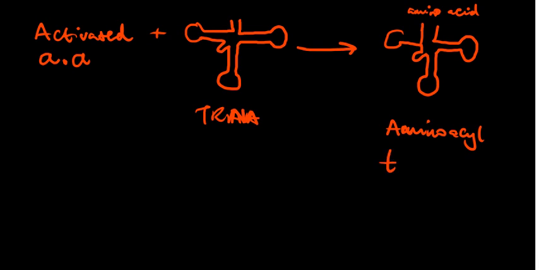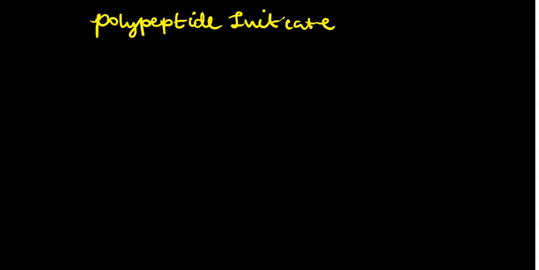Okay, so when you see amino acyl tRNA, just know that it's an activated tRNA. Next up, we're actually going to talk about polypeptide initiation. When something is being initiated, you automatically know that there is a beginning of something or a process.